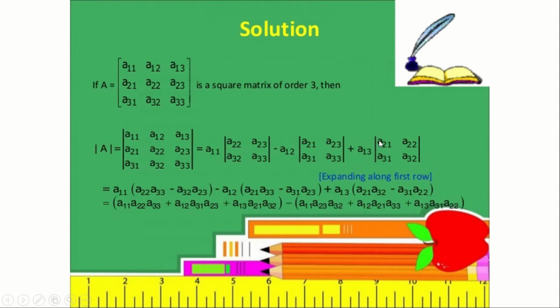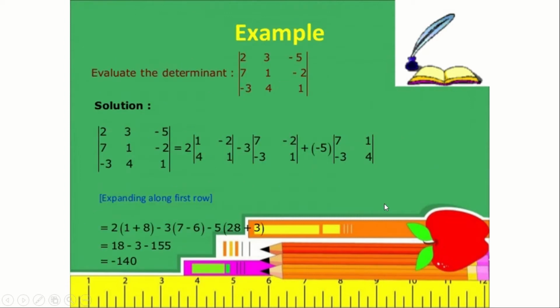Okay, so after writing this, we have to multiply the diagonal elements and subtract it with the other diagonal elements. That is A11 into (A22 A33 minus A32 A23), minus A12 in the same form (A21 A33 minus A31 A23), plus A13 into (A21 A32 minus A31 A22). So this is the form of doing these problems.